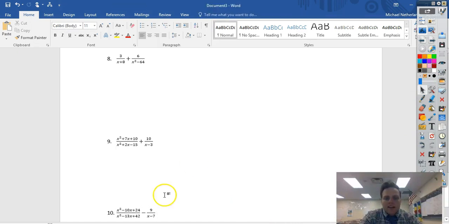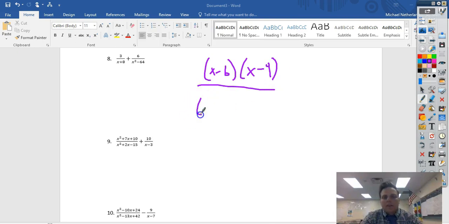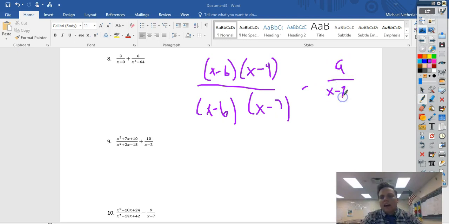That's as far down as I can see it, so you're going to look towards the bottom of my screen. Step 1, factor everything. So that becomes x minus 6, x minus 4, over, yeah, I was right, I was double checking my factoring, x minus 6, x minus 7, minus 9 over x minus 7. Oh snap, what's happening? What do we notice?